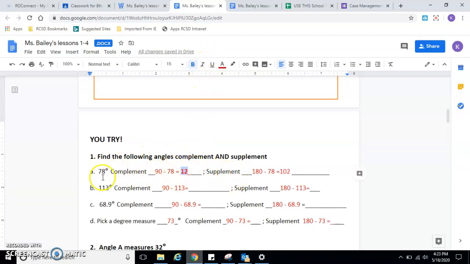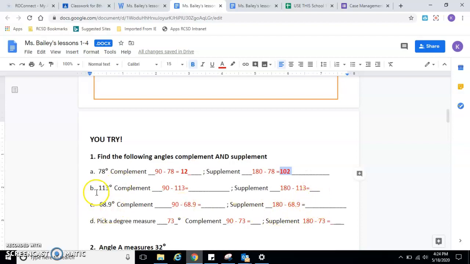And then a supplement to 78. Remember, supplementary angles add up to 180. So I'm going to do 180 minus 78, 102. This is my supplement. Okay, so I just gave you some answers. The next one, now you need to find the complement of 113 degrees. Again, 90 minus 113. Use a calculator, figure that out. Supplement, 180 minus 113. Figure that out.